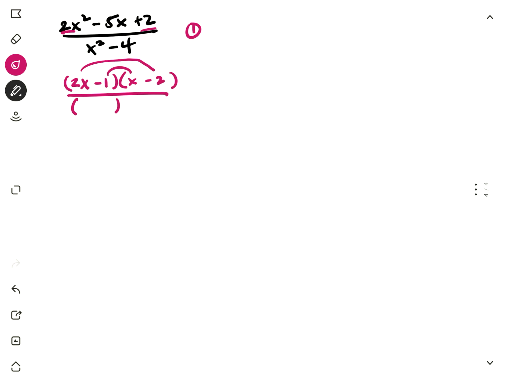The bottom, again, is a difference of squares. So x plus 2, x minus 2. Oh, wait, look. Those are going to cancel. So we said that we're going to talk about what happens if we have a hole later. There is a hole there. Okay, so we're just concerned with the 2x minus 1 over x plus 2.